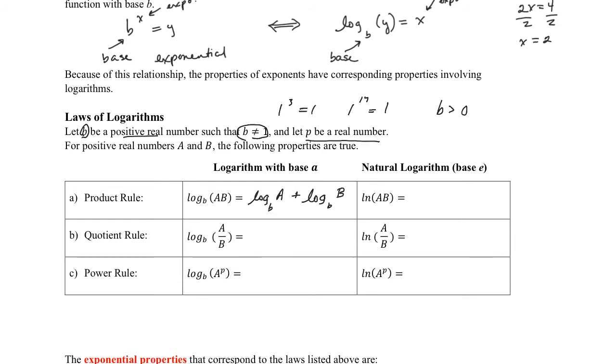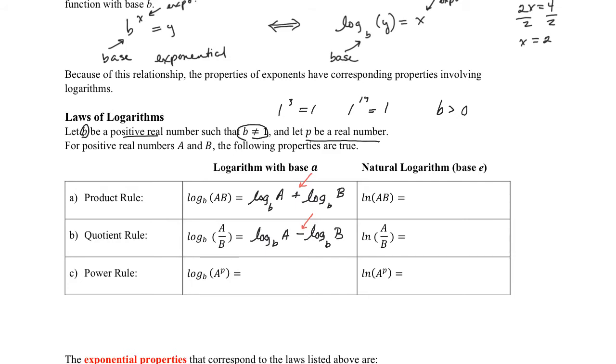The quotient rule, of course, quotient has to do with division. The quotient rule tells me that the log base b of a divided by b is the log base b of a minus the log base b of b. So notice the product rule, we use addition. The quotient rule, we use subtraction. So addition goes with the product rule, subtraction with the quotient rule.